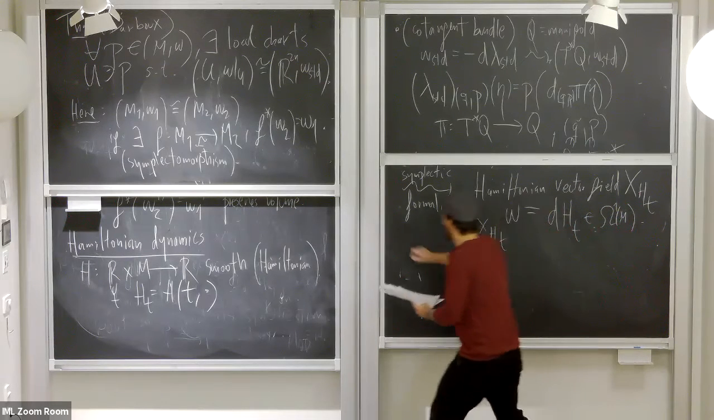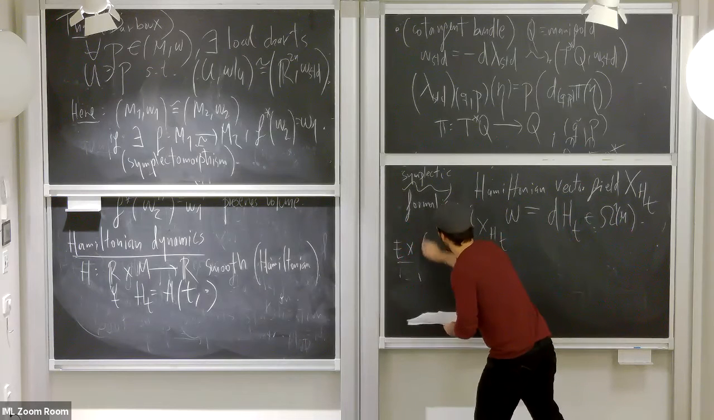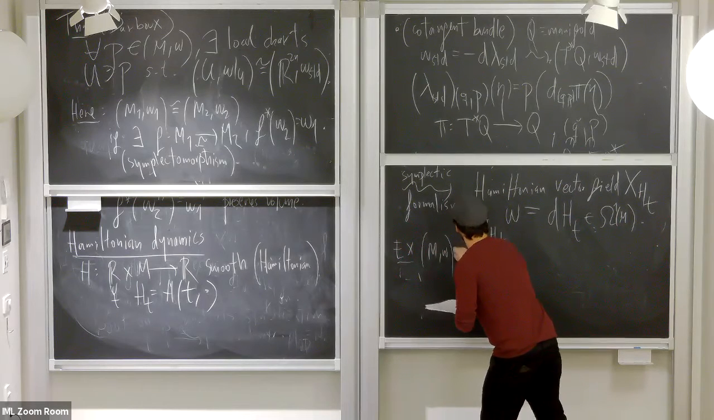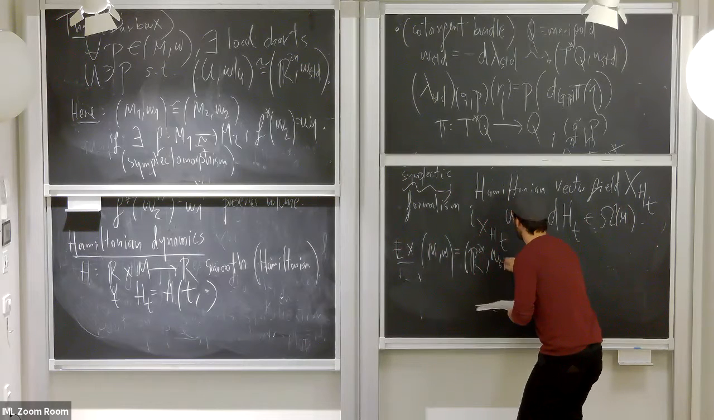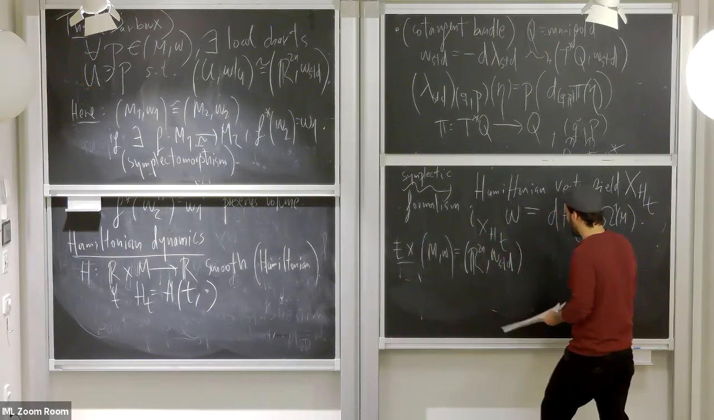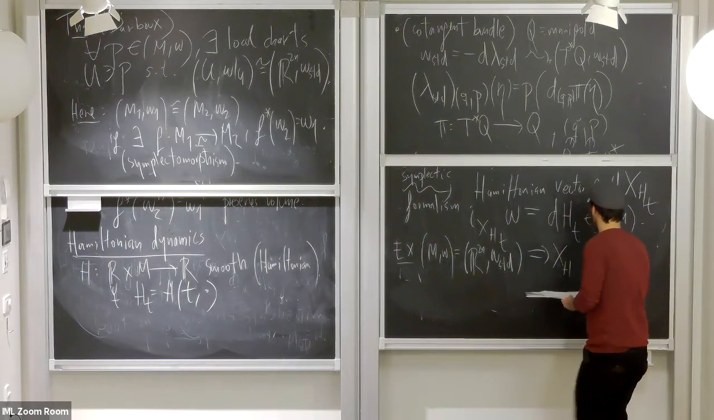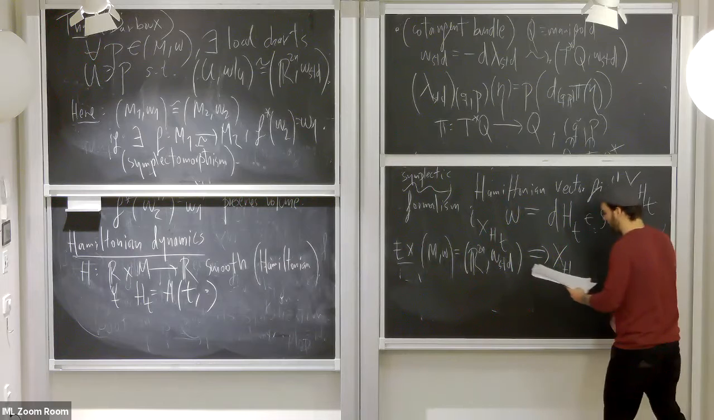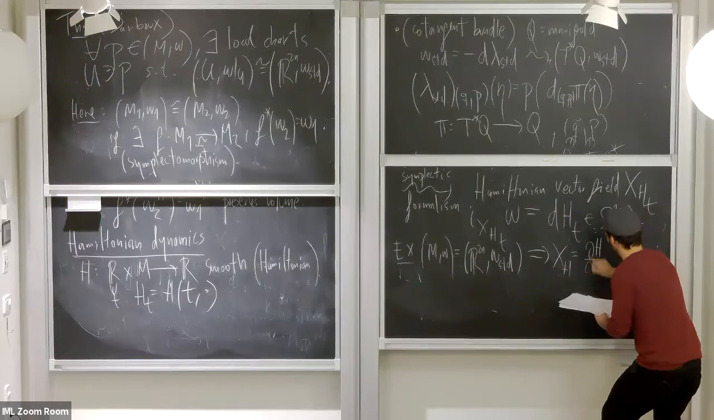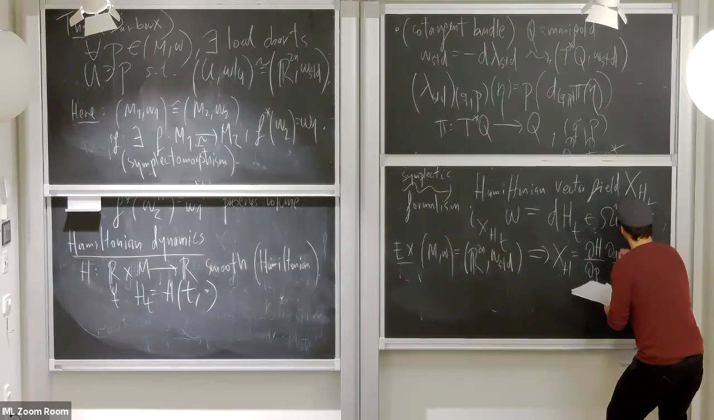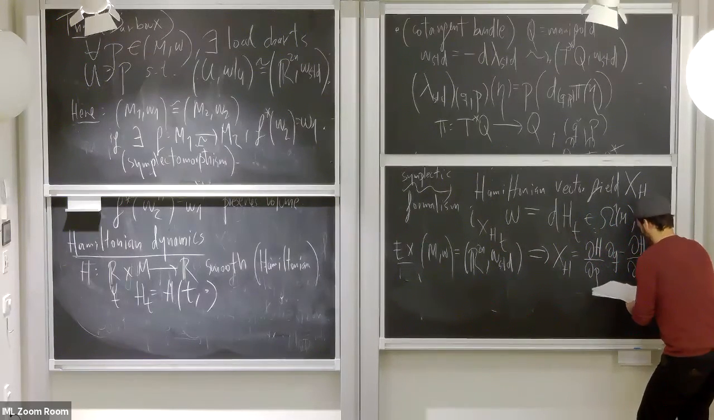Because the fundamental example that you should have in mind is what happens when I take phase space, R^2n with its standard symplectic form. You can actually check that the Hamiltonian vector field X_h, just dropping the t for convenience, is just the derivative of h with respect to p, partial q, minus the derivative of h with respect to q, partial p.